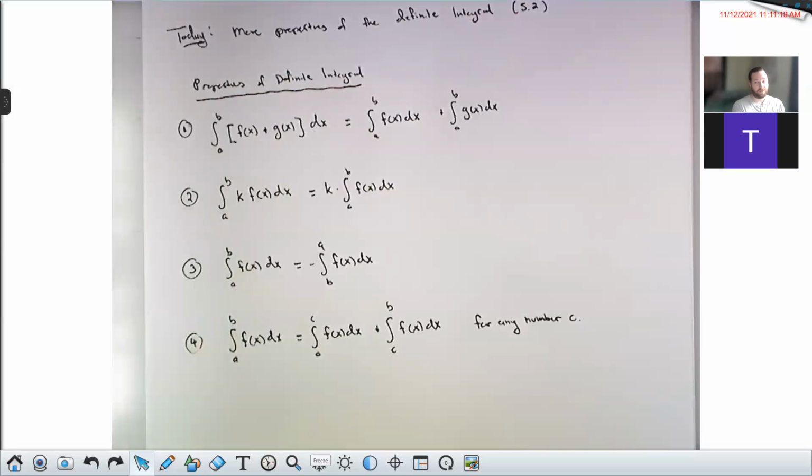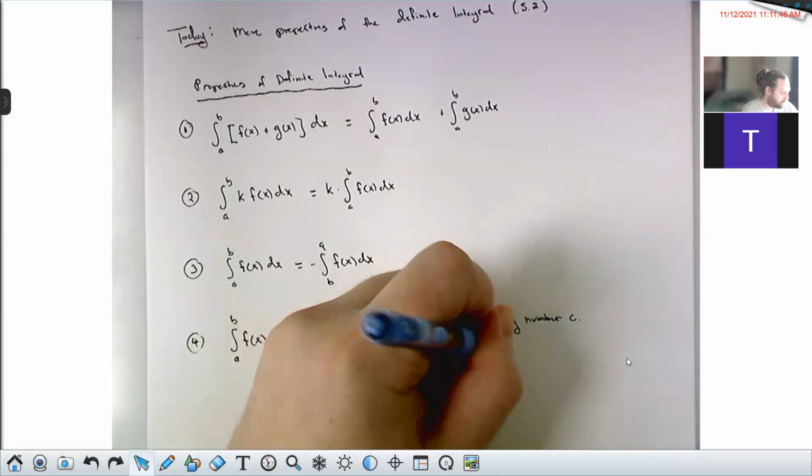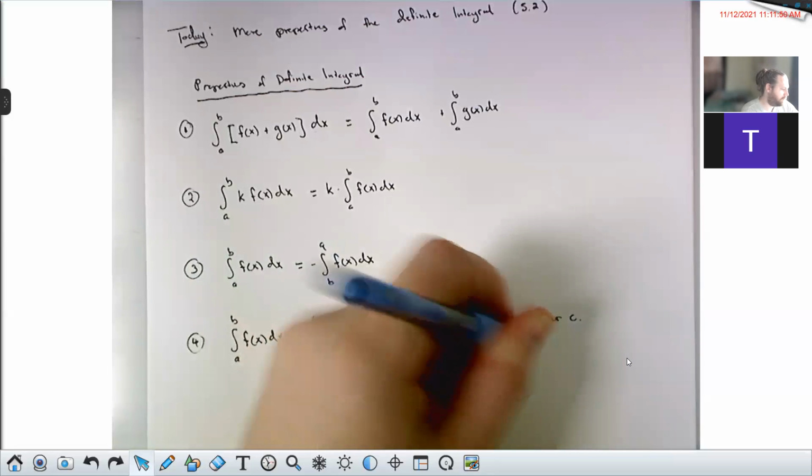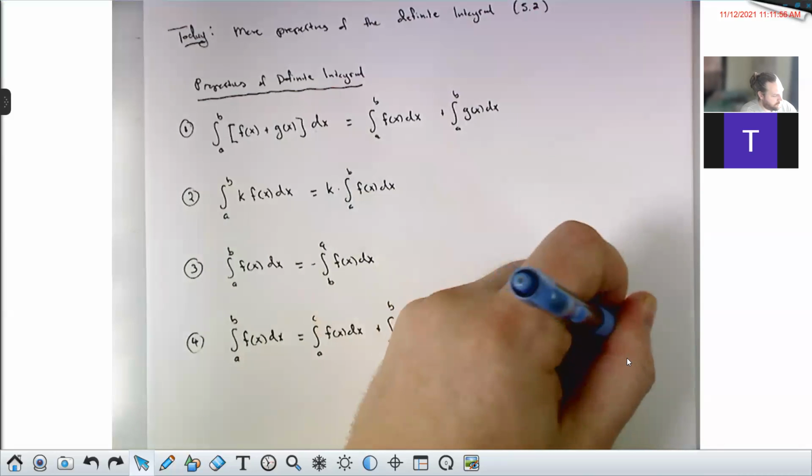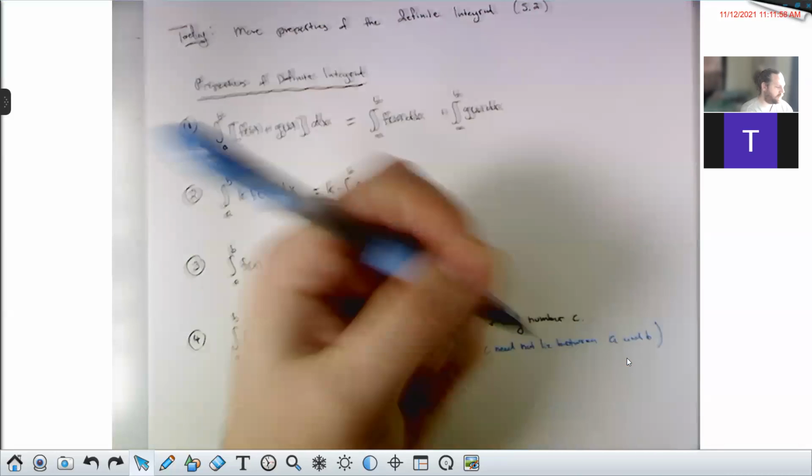C could come from elsewhere. So if you had the integral from 0 to 1, I could do that as the integral from 0 to 3 plus the integral from 3 to 1. It's a weird thing to do. And more often we use it going from expressions like this down to an expression like this in combination with number 3. But I just want to emphasize that c need not lie between a and b. And that's not at all intuitive.